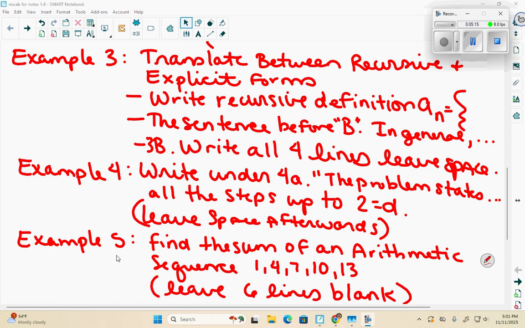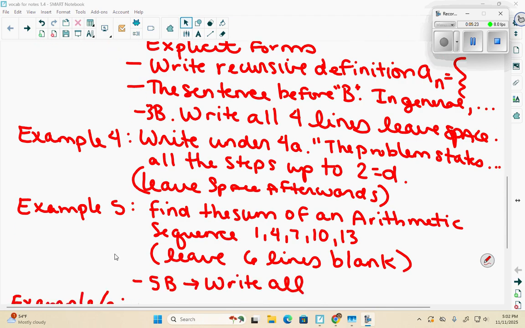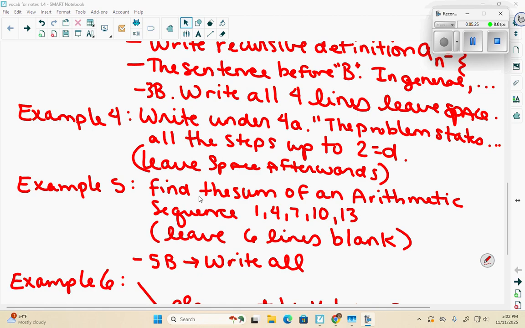Okay, so then you're going to go to example 5. Example 5 is on page 34. It says find the sum, so you're going to write that. Find the sum of an arithmetic sequence 1, 4, 7, 10, and 13. So write that. And then I want you to leave 6 lines on your notebook blank, okay?